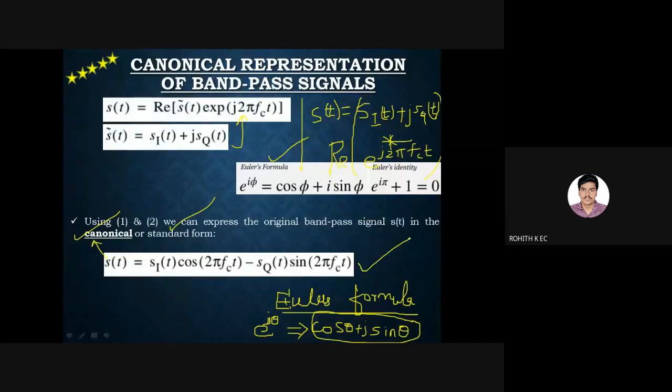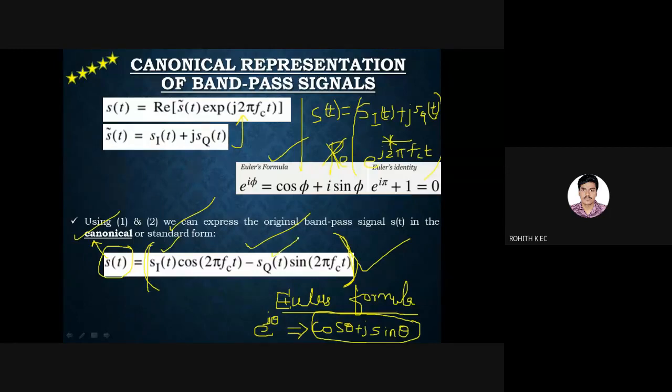Any doubt at this point? Now, which is the real part here? Which is the imaginary part? Do we have an imaginary part in this equation? Yes or no? Okay, DP, be good. You have given the right answer. Is there an imaginary part in this equation after applying Euler's formula? Yes or no? Obviously, no. This is the equation for s of t, the passband signal equation in terms of the in-phase component and quadrature component, right?